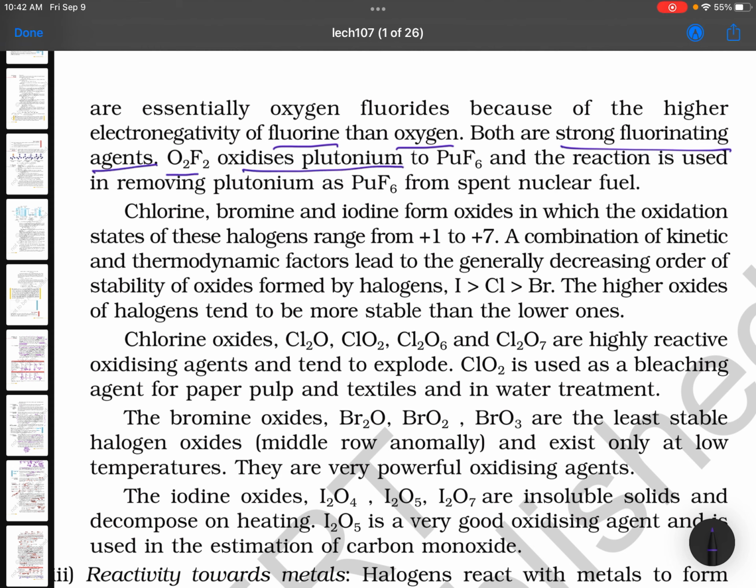O2F2 oxidizes plutonium to PuF6. Remember, NEET students, this is important for you. JEE, they don't ask this. And the reaction is used in removing plutonium as PuF6 from spent nuclear fuel. NEET students, concentrate on this.